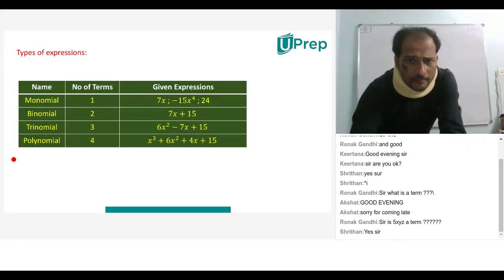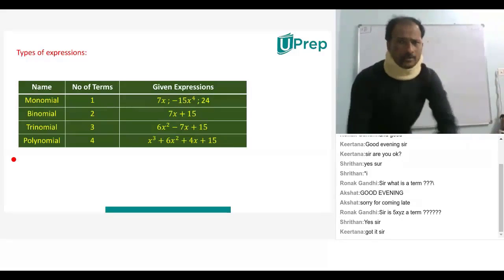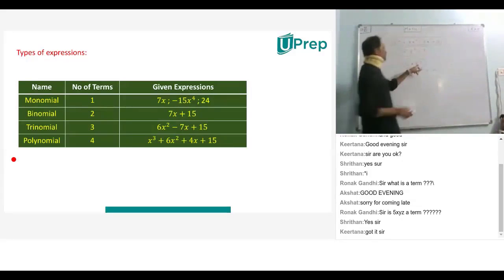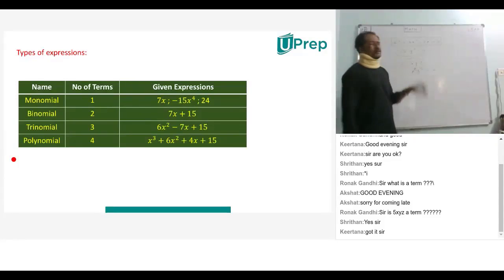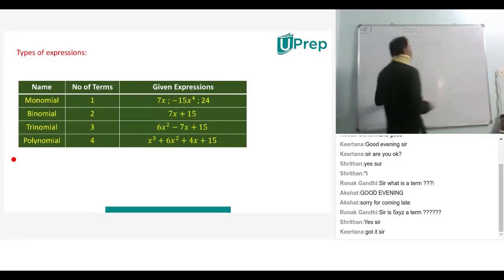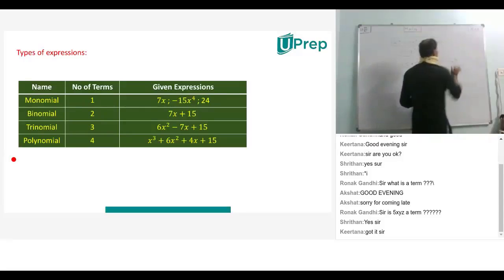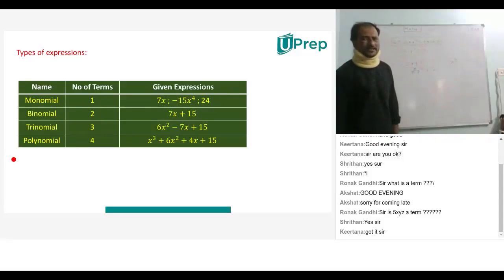But is 5xyz a term or not? Yes, 5xyz is a term because it is a single term. So it is a monomial. It is a term, a combination of a constant and a variable, or only one variable is present. x to the power of 8 is a term. What is it? Monomial, because only one term is present. Is it clear? Yes, sir.